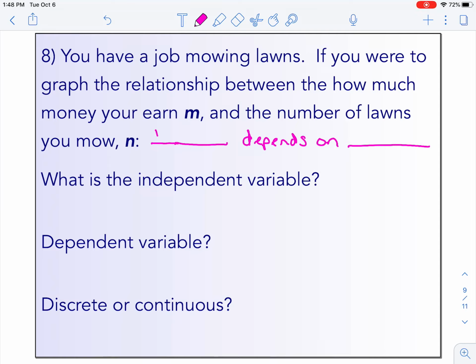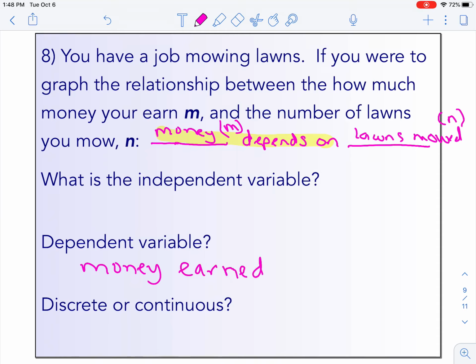So what you should have gotten is the money that you earn, or your M, depends on the number of lawns you mow. And that's always a really great place to start. So now just take a look at money depends on, highlight that. So which is our dependent variable? The money earned. And then what is the independent variable? The number of lawns mowed.